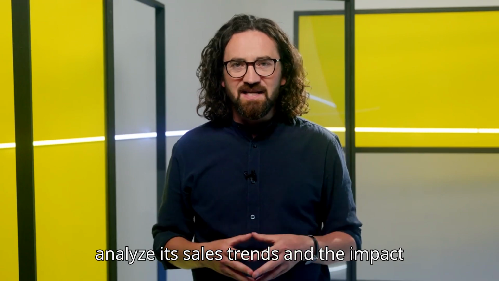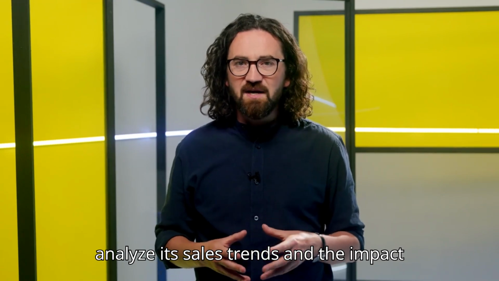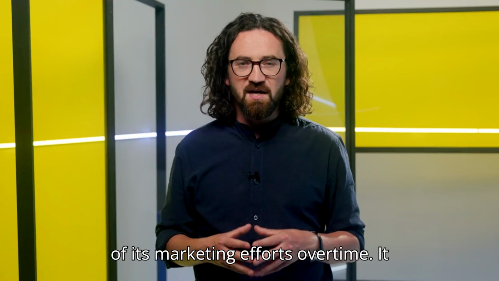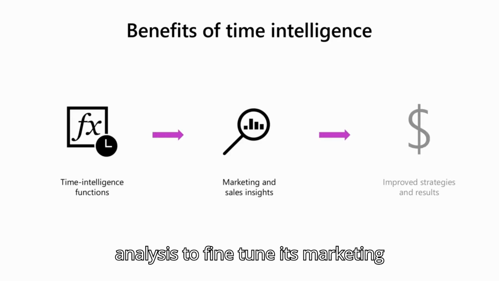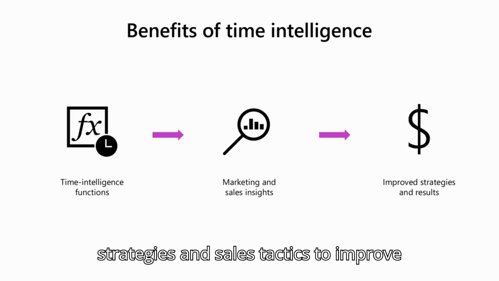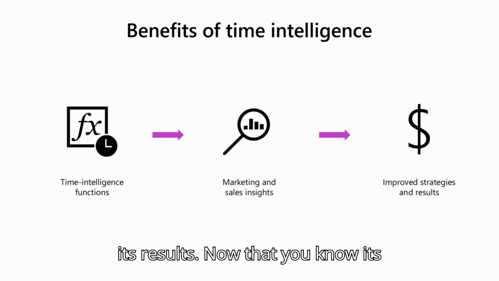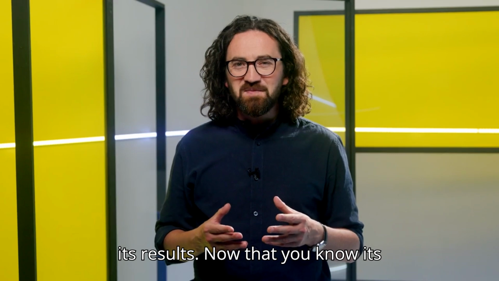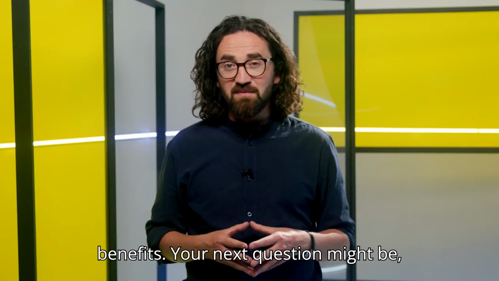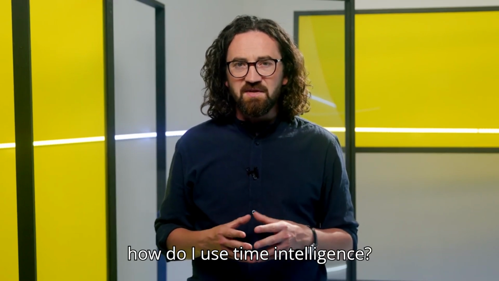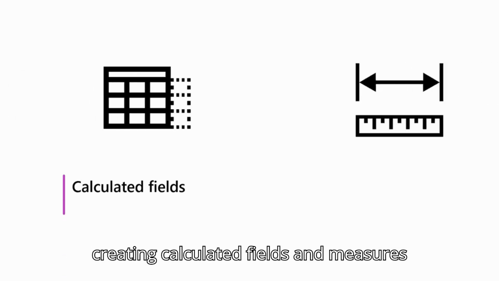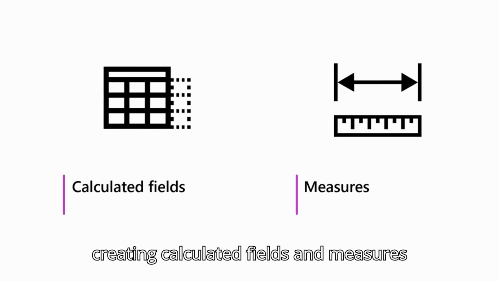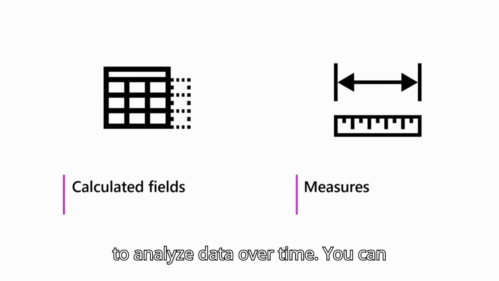AdventureWorks can analyze its sales trends and the impact of its marketing efforts over time. It can then use the results of these analyses to fine-tune its marketing strategies and sales tactics to improve its results. Now that you know its benefits, your next question might be, how do I use time intelligence? Implementing time intelligence involves creating calculated fields and measures to analyze data over time.